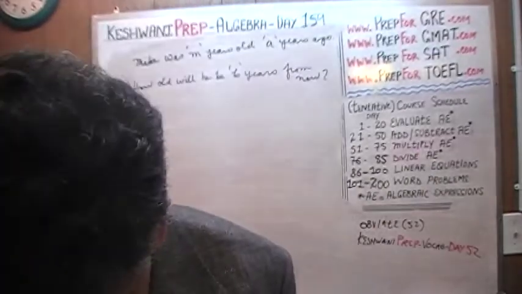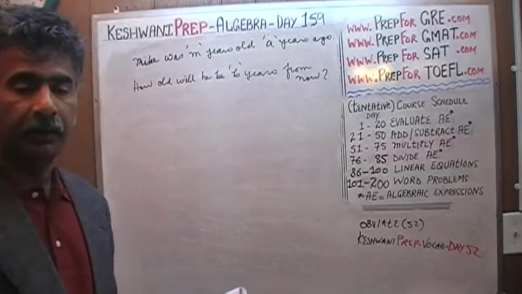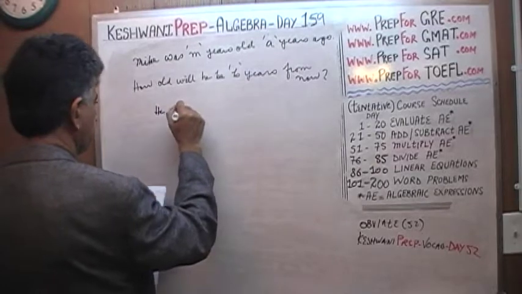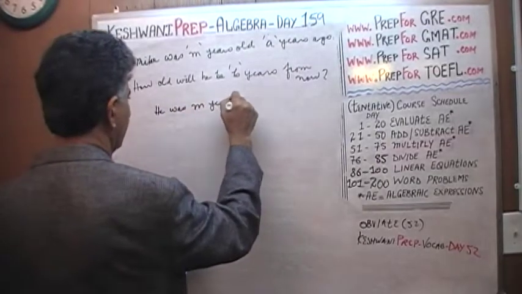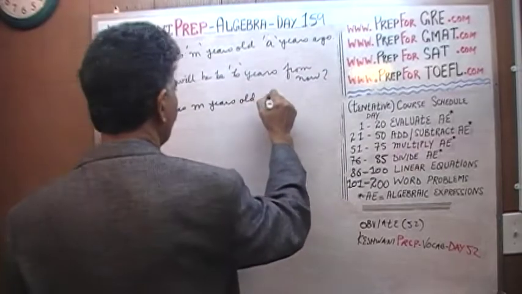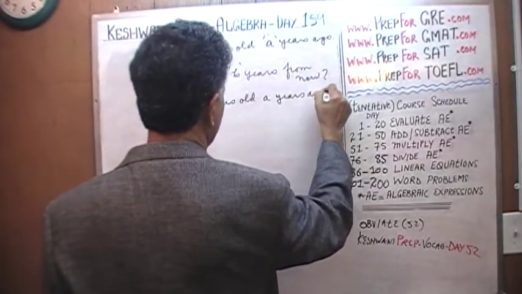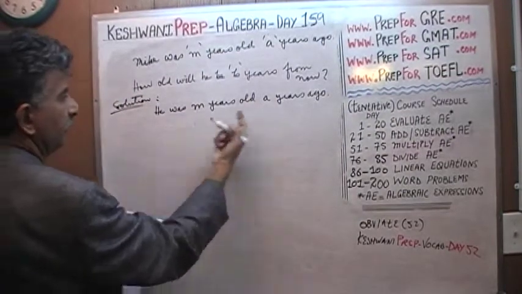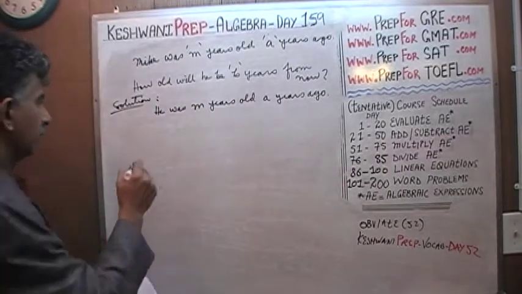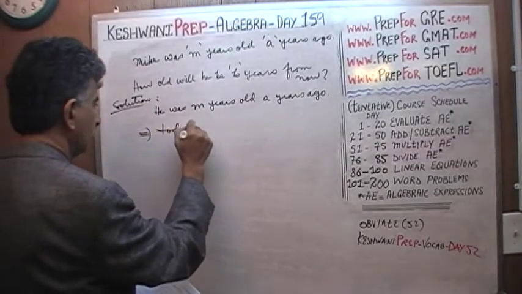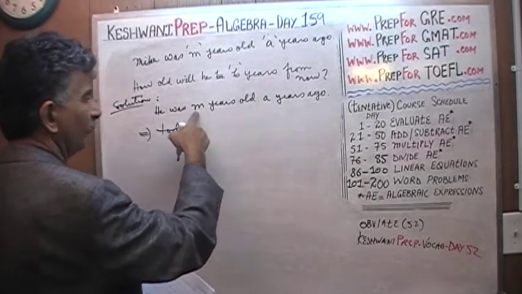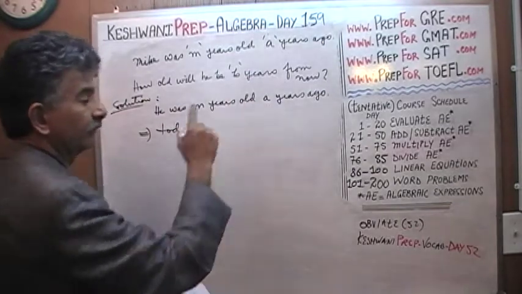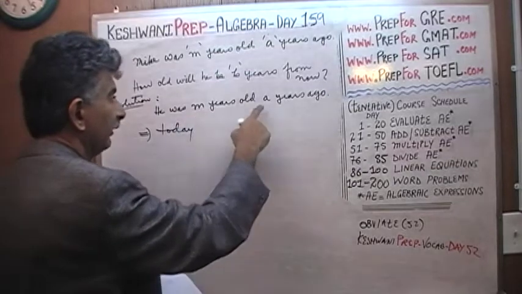So here's the solution. Pause the video if you like, solve it yourself, and then continue. So we know that he was M years old A years ago. We are told that. Here is our solution. We know that he was M years old A years ago. That implies that today, if he was 10 years old 3 years ago, then today he must be 10 plus 3, 13 years old.